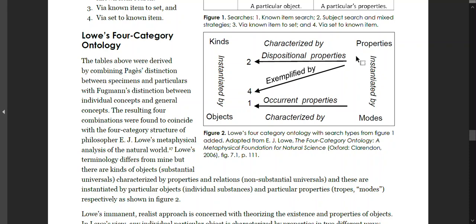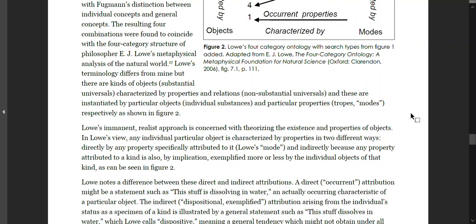So we have properties are instantiated by modes, made physical by certain modes, kinds are instantiated by objects, made physical by individual objects, so modes are characterized by current properties, and properties disposed into instantiations, and I don't know where arrow 3 is, but we have arrow 4. That's a little confusing to me, but alright.